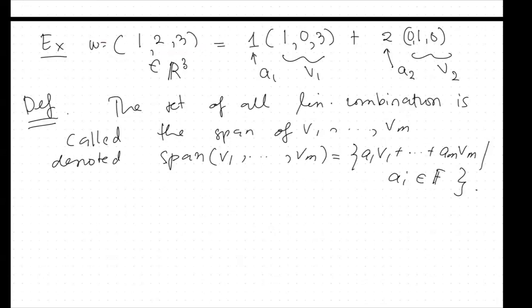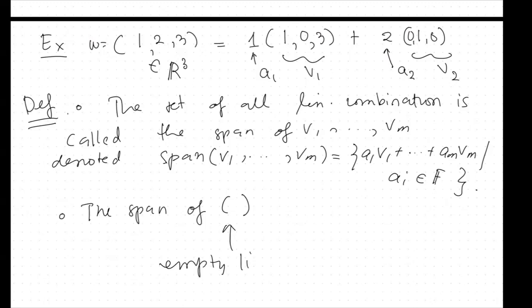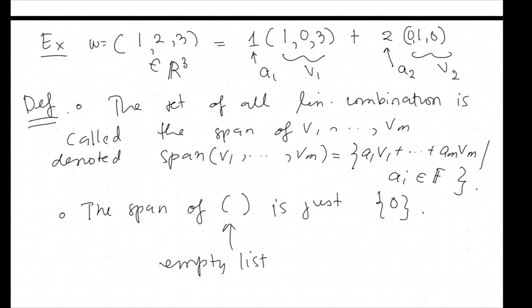This is another definition. We set this so that there's no question. We define the span of the empty list to be just the vector space with 0 as the only element. This 0 here is the additive identity of the vector space.